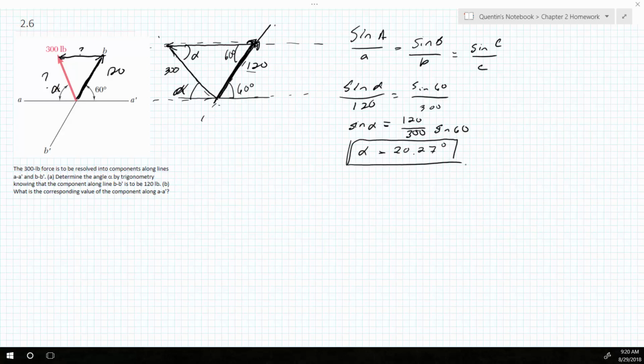Okay, so that's part A. So this is about 20 degrees. Now part B, we're supposed to figure out what is the magnitude of this one right here. So we can use the law of sines again. We'd have to know what this angle is here. So the way I'm going to do this is I can come up here, draw a straight line, and I know if this is 60, therefore this is 30. If this is alpha, this is 90 minus alpha. So therefore, theta, we'll call it theta, is equal to 90 minus alpha plus 30.